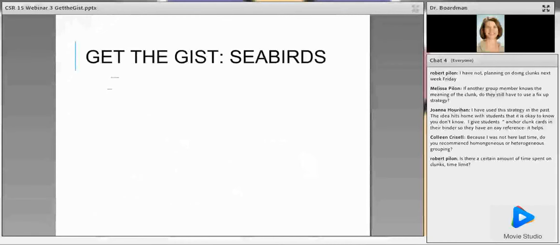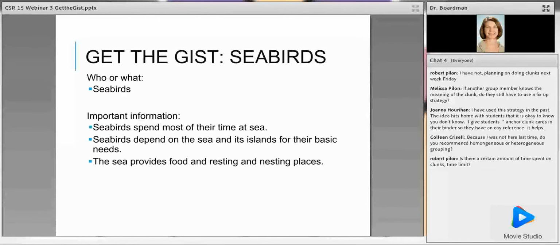So the first question then is, what is the most important who or what? Well, it's seabirds, because this whole paragraph was certainly about seabirds. And this is a very straightforward paragraph, and the type of paragraph that you would want to show to your students when they're just getting started with Get the Gist. So what is some of the important information? Seabirds spend most of their time at sea. Seabirds depend on the sea and its islands for their basic needs. And the sea provides food and resting and nesting places.